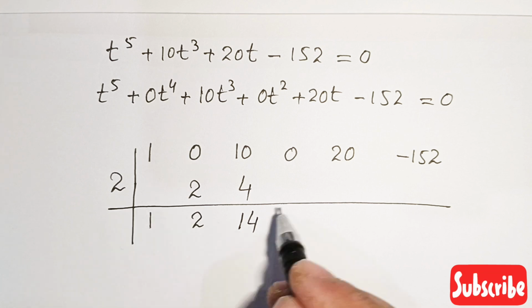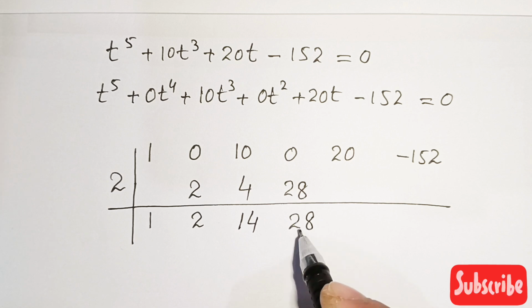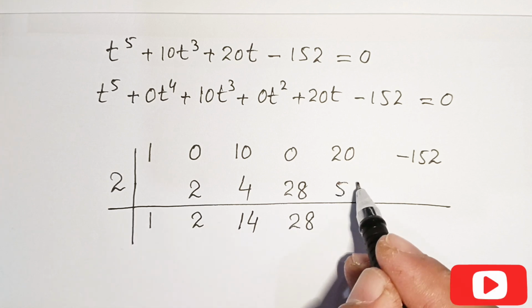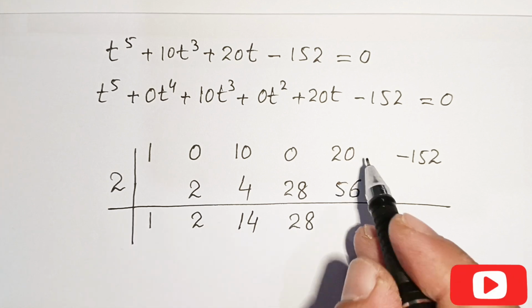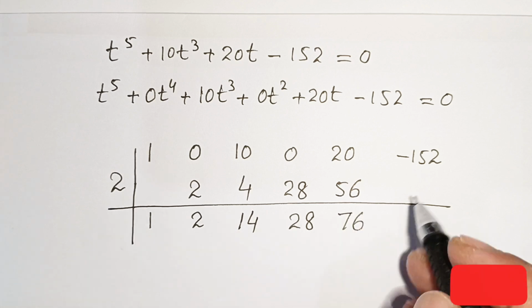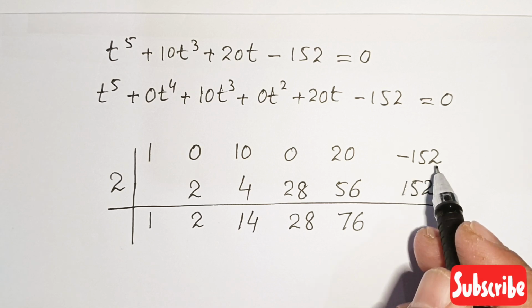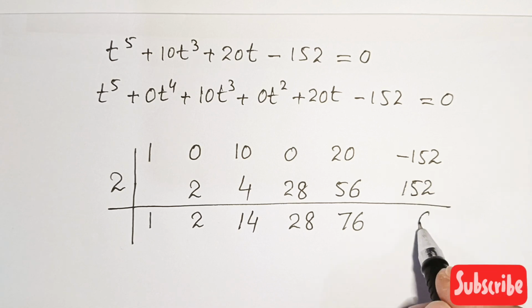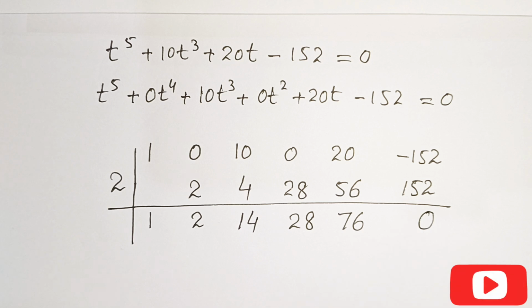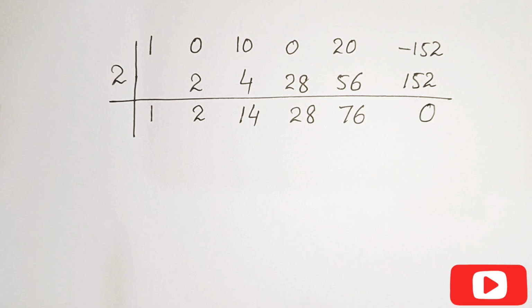Now 14 times 2 is 28, so here we have 28, then 28 times 2 is 56. Now 56 plus 20 is 76, so 76 times 2, finally we get 152. So minus 152 plus 152 we get 0. So here we have remainder which is equal to 0, so value of t is 2.